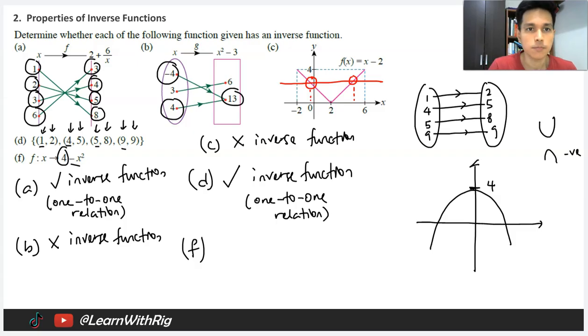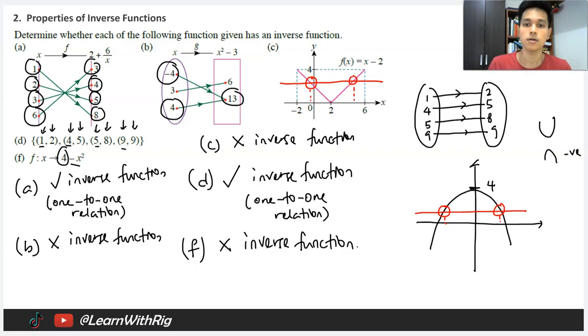Okay, so now what am I going to test? I'm going to use the horizontal line test. If I draw a horizontal line here, I'm cutting 2 points, correct? So is this a function with an inverse? The answer is no. It does not have an inverse function.